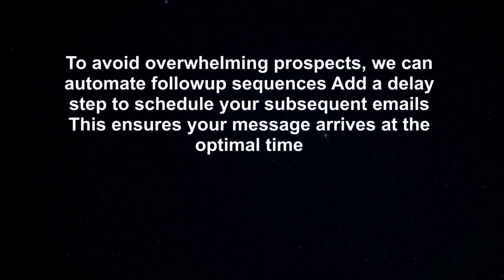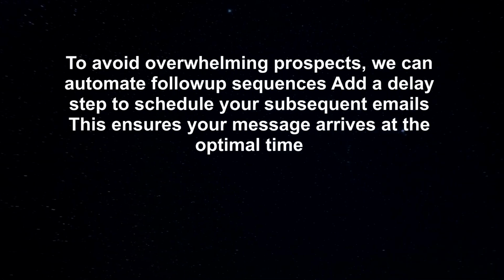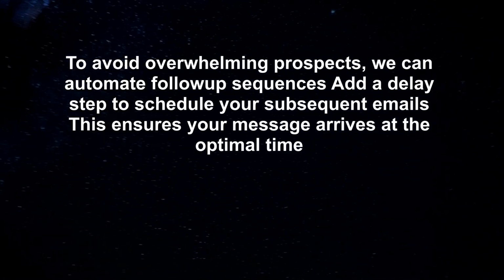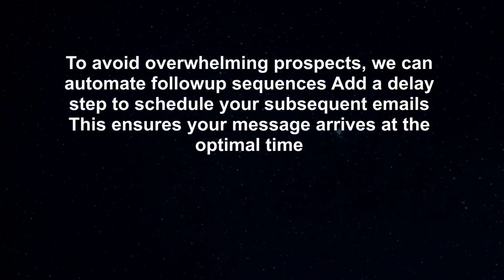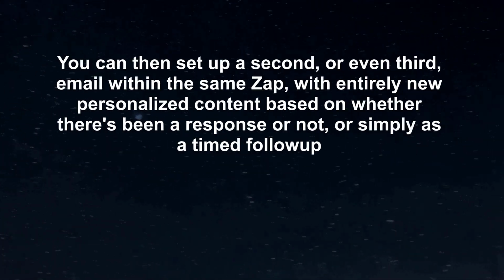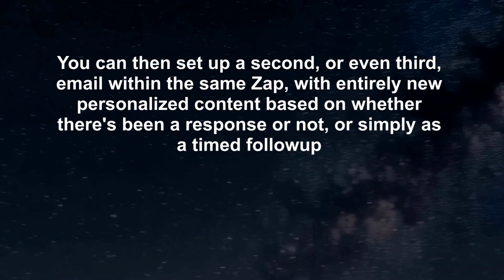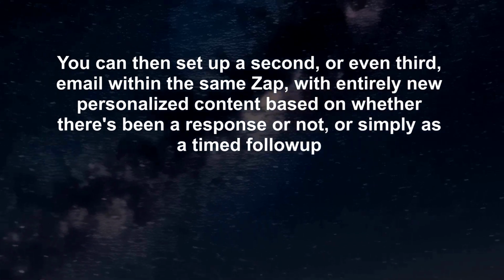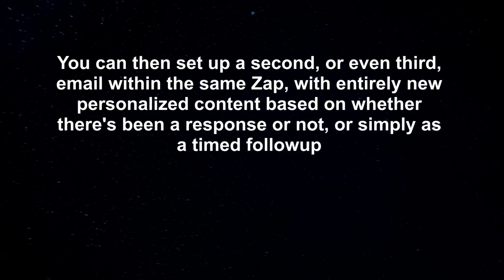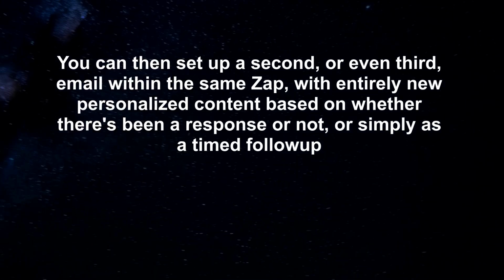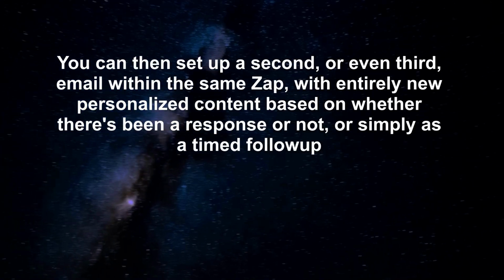To avoid overwhelming prospects, we can automate follow-up sequences, add a delay step to schedule your subsequent emails. This ensures your message arrives at the optimal time. You can then set up a second, or even third, email within the same Zap, with entirely new personalized content based on whether there's been a response or not, or simply as a timed follow-up.